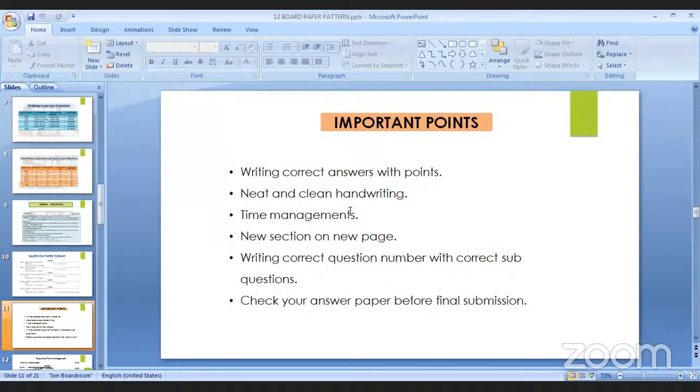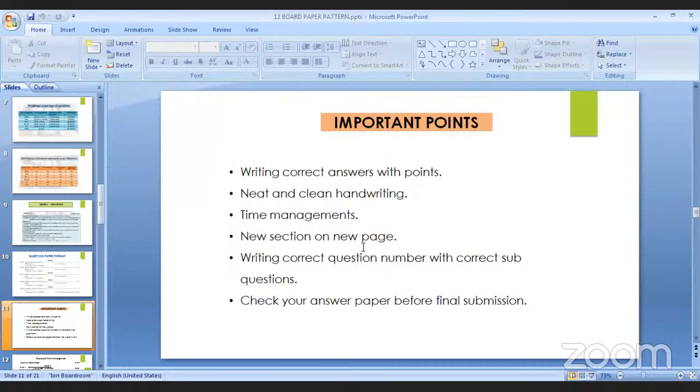We will talk about time management. I will show you how to manage the time of writing each section in the next slide. So you have to just take care of time. How will you manage the time? For that, you should practice writing at least 3 board question papers. When you write at least 3 board question papers before attempting the final board, you will get an idea of how much time you take to write section A, how much time to complete section B, and how much time to complete the rest of the paper.